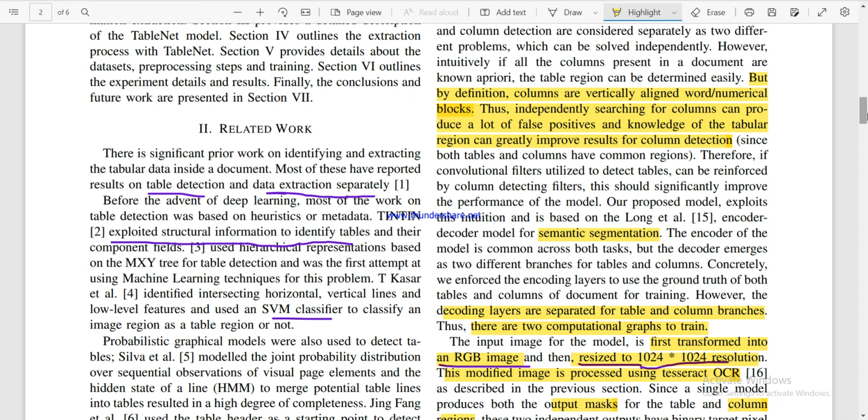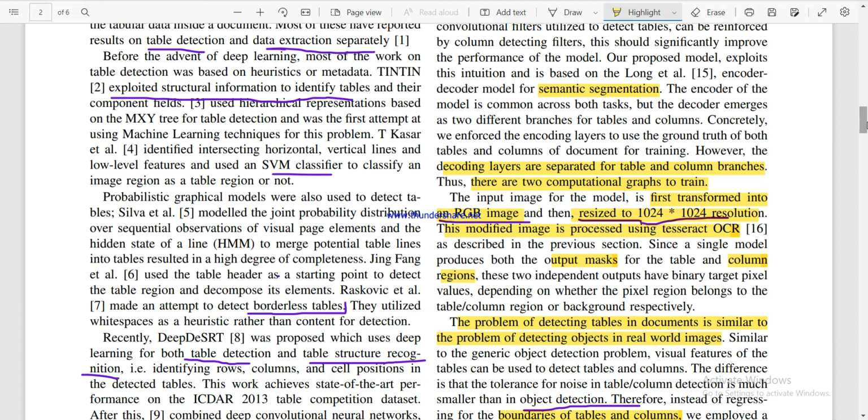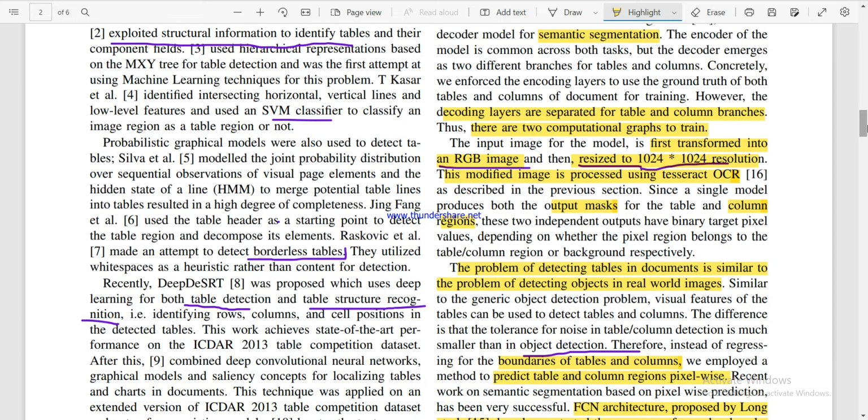The process is like this: the input image for the model is first transformed into an RGB image, and then it is resized to 1024 by 1024 resolution. Once converted to RGB and resized, this modified image is processed using Tesseract OCR, because we need to extract data from this table now. That's why they are using Tesseract OCR. Since the model produces output masks for both the table region and the column region.